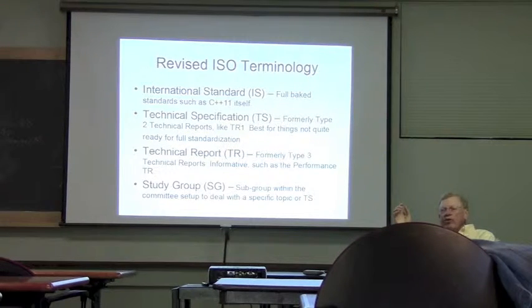TS, technical specifications. These are formerly the type 2 technical reports like TR1. This is best for things that are not quite ready for full standardization. Even a Boost library that's been out there for a long time, that's great. It gets a lot of existing use, but there's still some communities where Boost isn't that well known. Or disallowed, yeah. We're not allowed to use Boost.